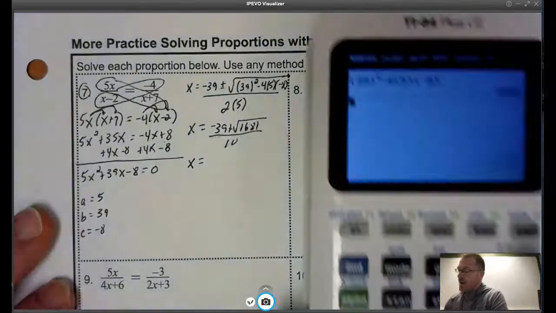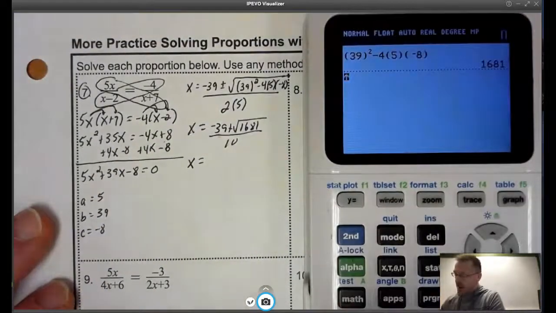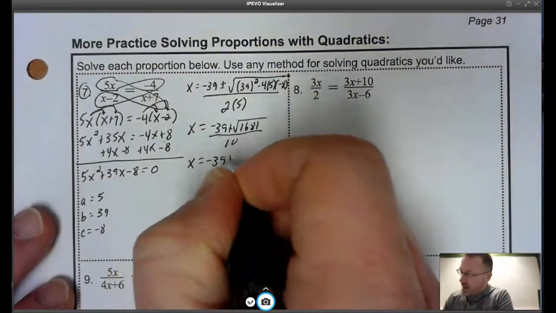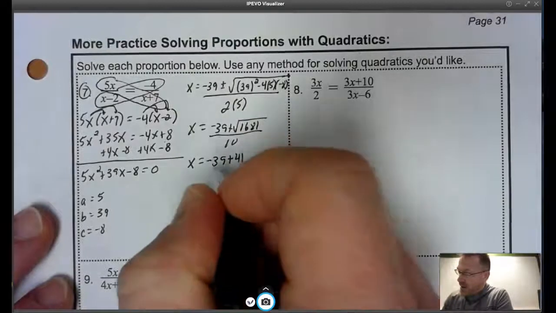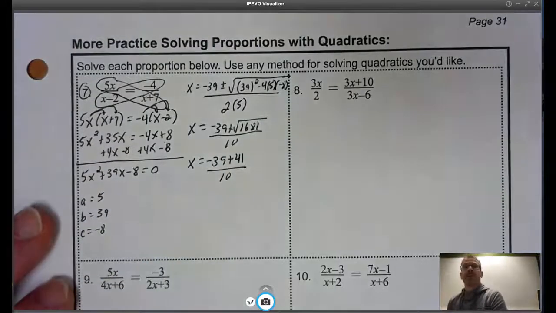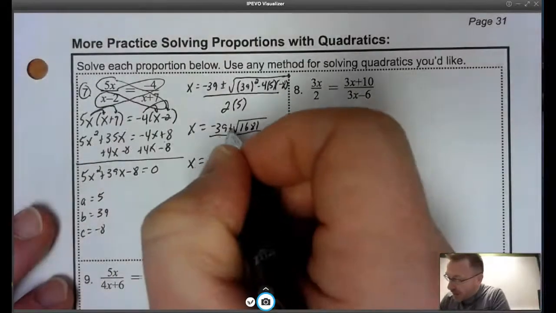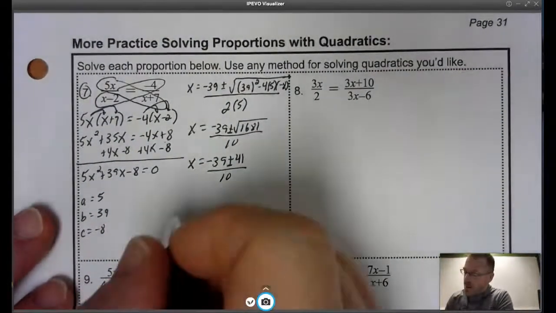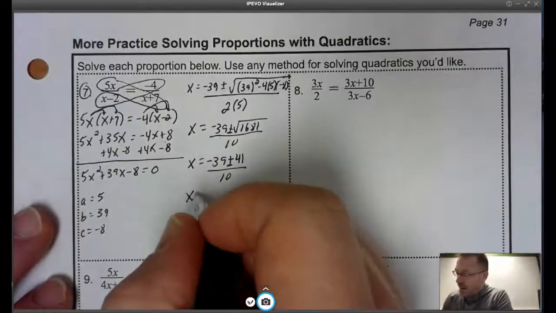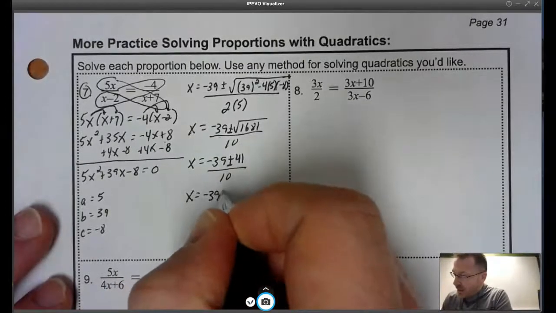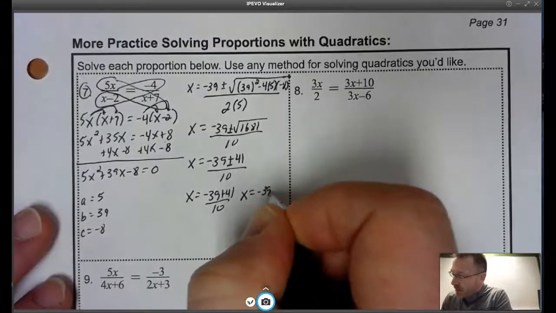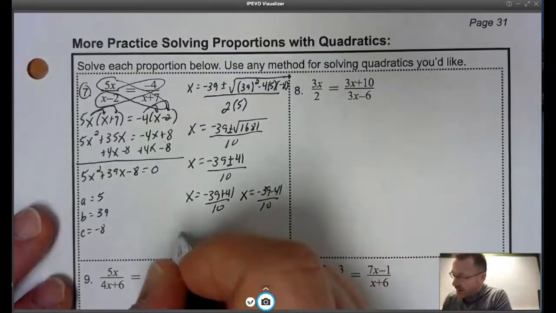Now I'm going to take the square root of 1681, and that is 41. So negative 39 plus 41 divided by 10. And I left my plus or minus off here. That's important because once again, we get those two solutions, right? So x equals, and I'm going to break it apart here, negative 39 plus 41 divided by 10. And x equals negative 39 minus 41 divided by 10.